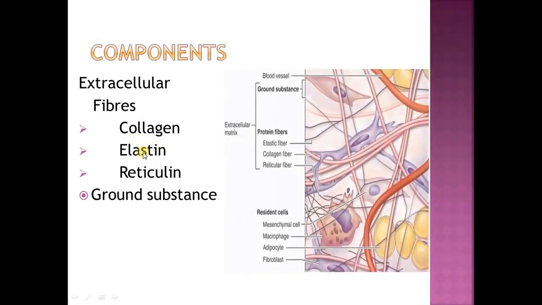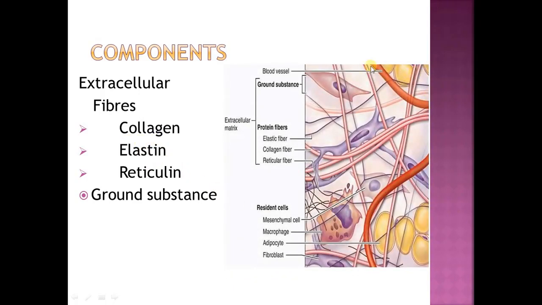The extracellular component has three types of fibers you come across: collagen fiber, elastic fiber and reticulin fiber. Here you are able to see an elastic fiber, a very thin type of fiber, and they show branching. Because of this only you can stretch. We have already seen that elastic cartilage is made up of elastic fibers.